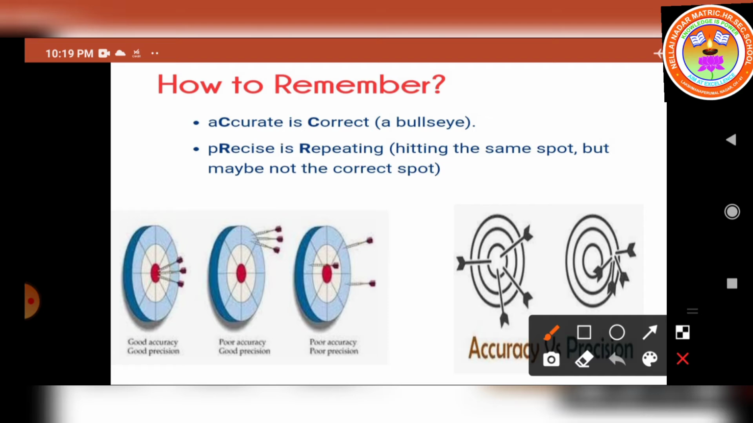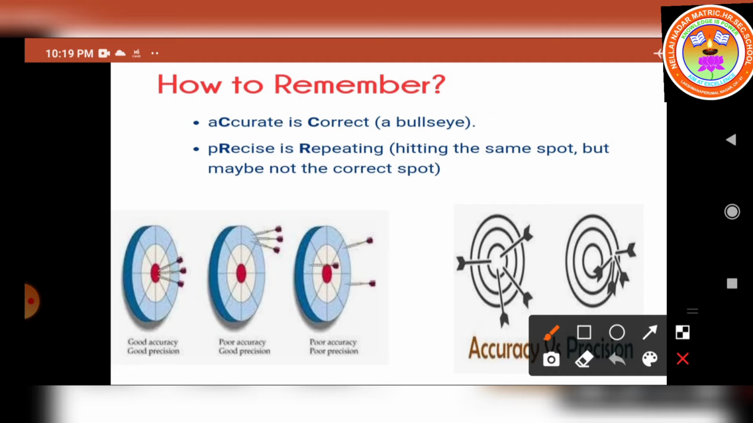See the figures. The shots are focused so as to reach the midpoint, but the arrows have reached only around this point, not the center point. Hence the shots are not accurate and also not precise. And see the next figure also. All the arrows are very close to each other but not at the central point. So this is called what? Poor accuracy but good precision.